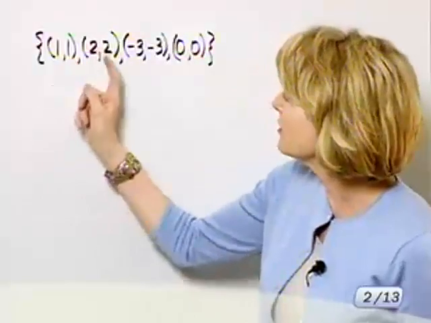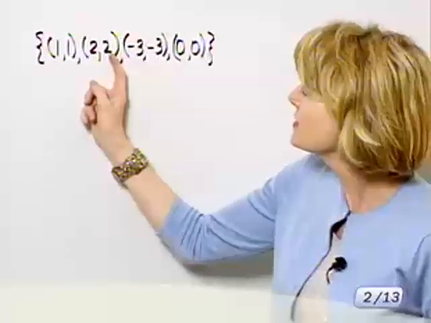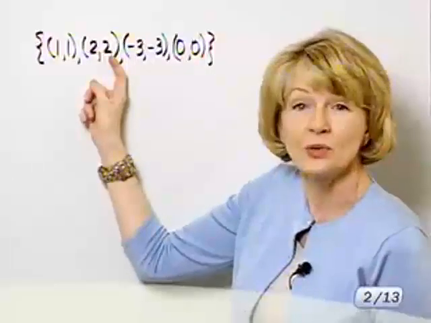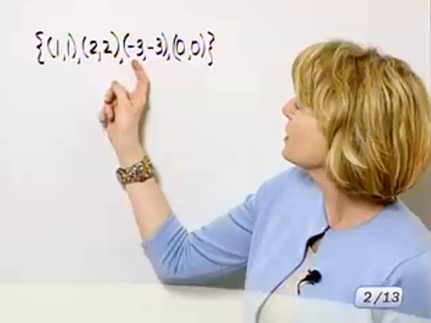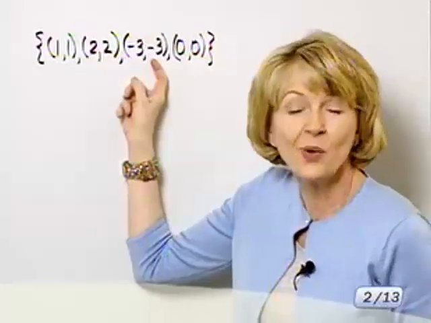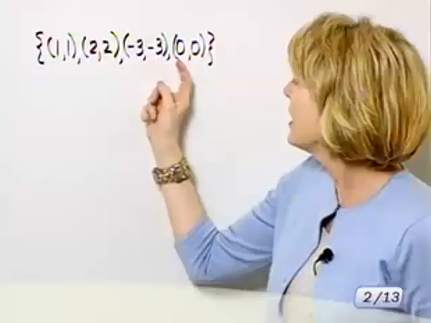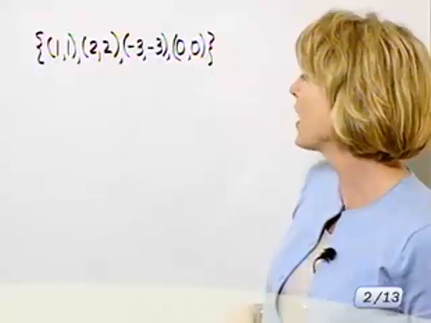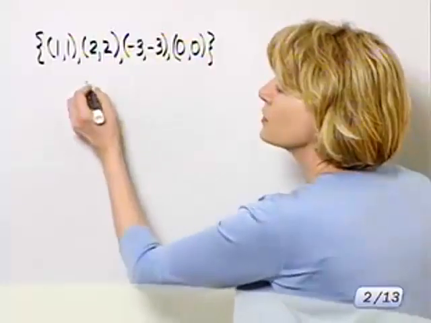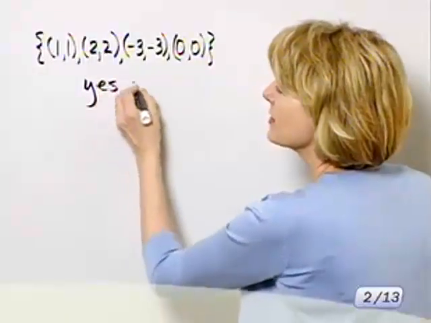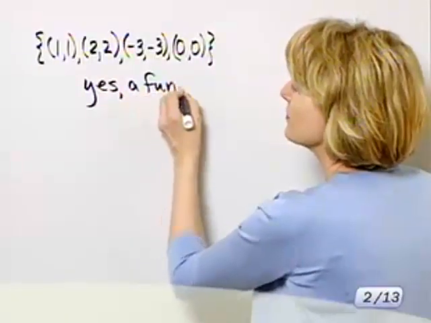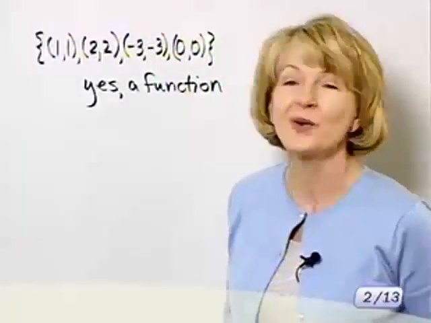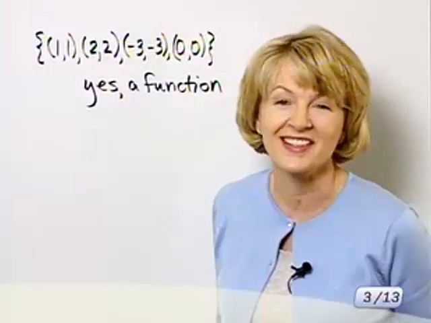So I'm okay there. This x value 2 is assigned or paired with one y value, 2. This x value -3 is paired with a single y value, -3, and this x value 0 is paired with just one y value, 0. So this is, yes, a function. And we'll learn more and more about functions, but right now we know this is an example of a function.